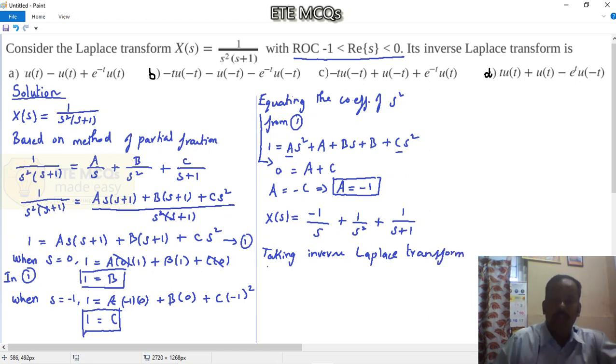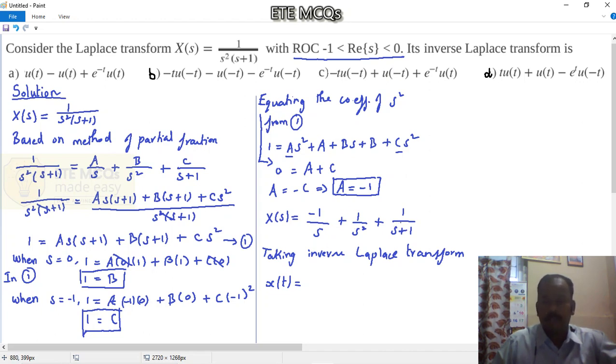So for each and every term we need to focus on the ROC and then take the inverse. So we have the inverse of X of S, which is X of t, which is equal to... now here lies the entire focus. Now let us just write all possible values of the Laplace transformations that will yield this 1 by S squared and 1 by S plus 1.